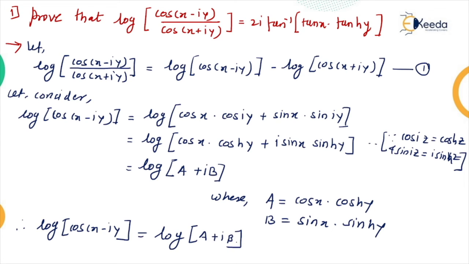So next, what to do here? Therefore we get clearly log of cos(x minus iy). What we have here is log of a plus ib, a plus i into b. If this is x plus iy, then we have to write it as a principal value.